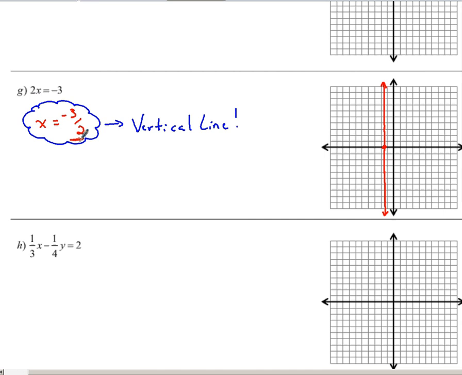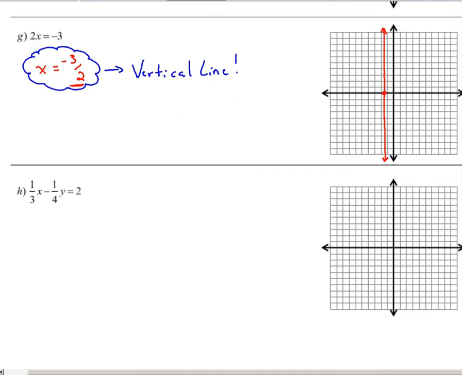All right, so as we get to our last few examples here, it gets a little more challenging. You'll notice on part H, we need to solve for y, but we also have those ever-popular fractions. So what I would do is take into consideration these denominators, find the least common denominator between those two, which would be 12, and multiply both sides by 12. That will allow me to clear those fractions out.